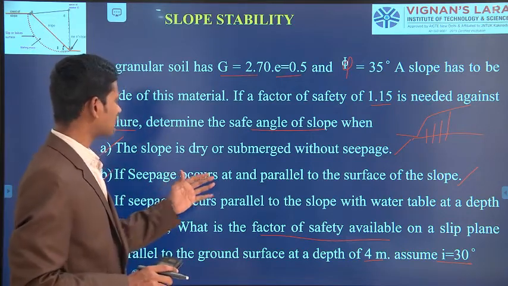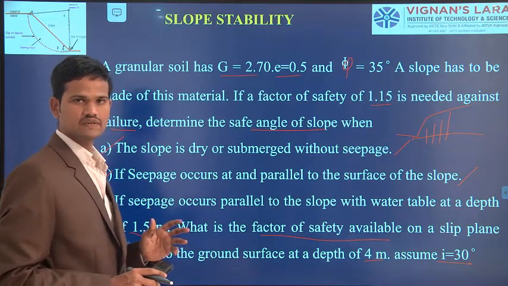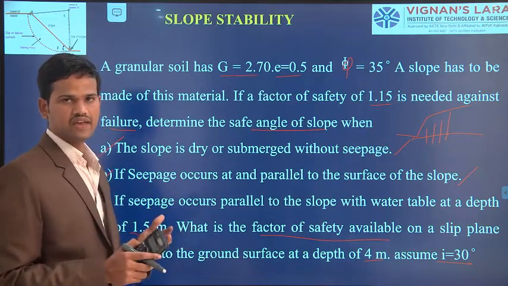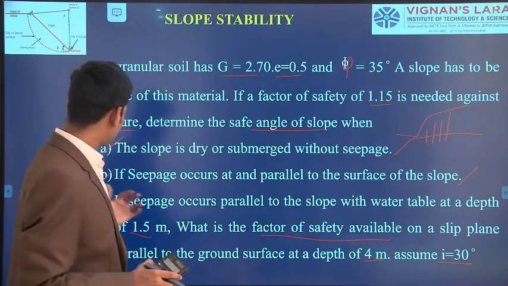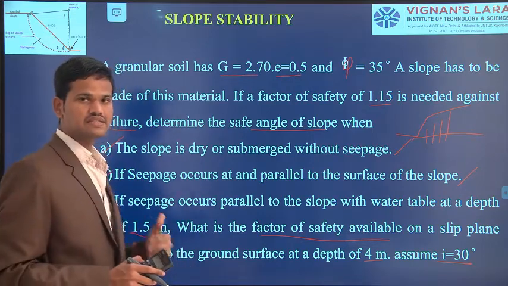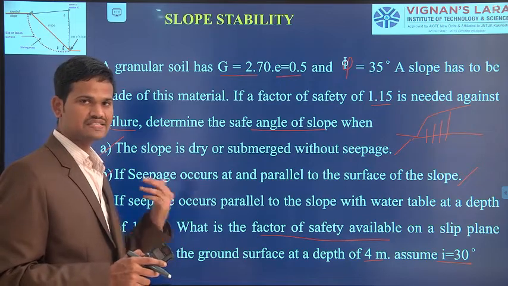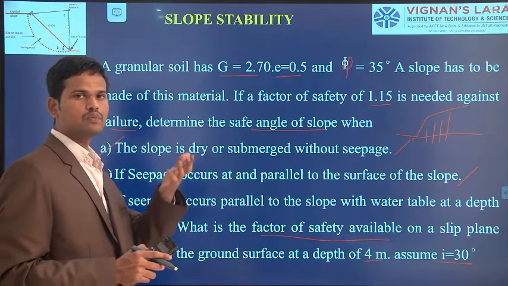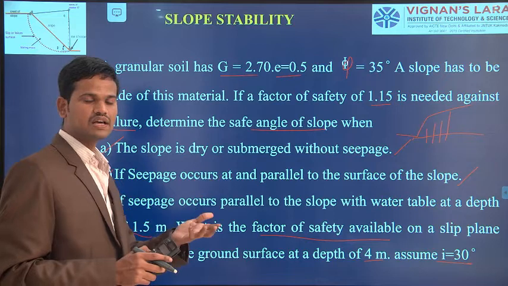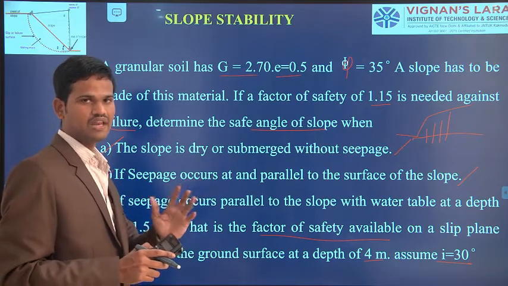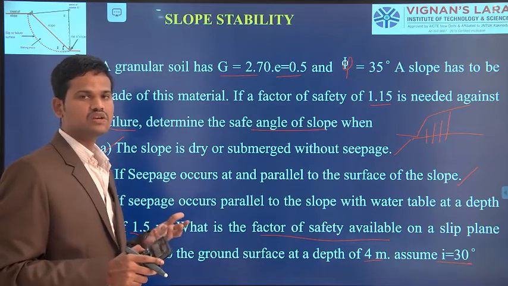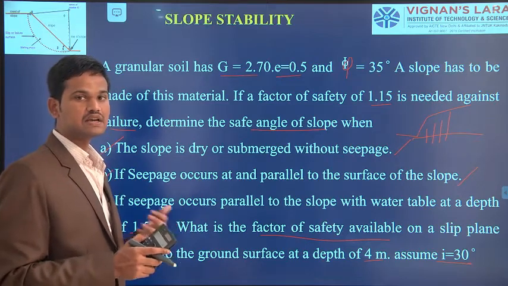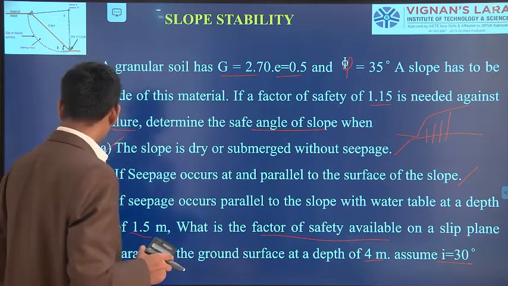If seepage occurs at and parallel to the surface of the slope, what is the safe angle we have to provide? That is the second condition we are going to discuss. And the third condition is steady seepage, that means pore water is entering the ground from the horizontal ground level up to a certain height. When water enters the slope at a certain depth, in that situation, what is the stability of the slope? That condition we have to consider.